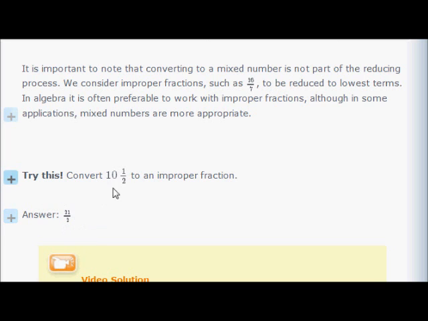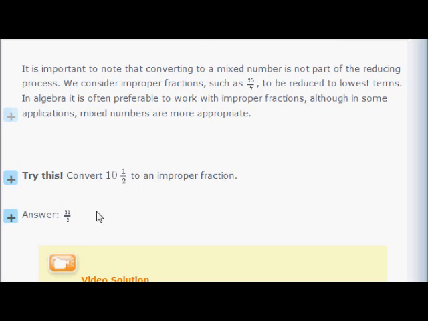So, 10 and a half pizzas means that each pizza just has 2 slices in it. So these 10 pizzas have 20 slices in them total, right? 10 times 2. Plus you got 1 slice in this pizza. So you got 20 slices here, plus 1 slice from there. You got the total of 20 plus 1, which is 21 slices, divided by how many slices per pizza you have, which is 2. So the answer is 21 over 2. There's a video if you want to watch it.